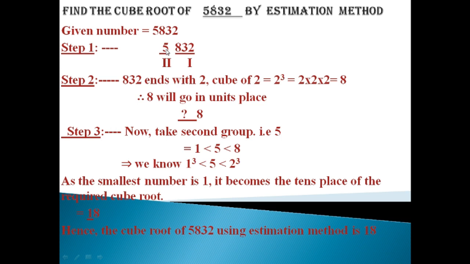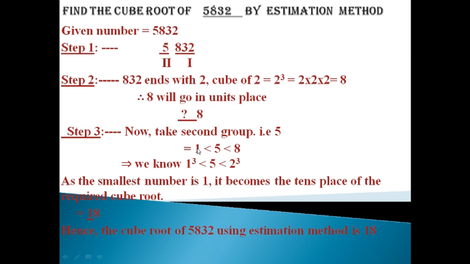This 5. I have written 5 here. Now choose two numbers which are the cubes of numbers. One is less than 5, one is greater than 5. Same as we did in square root. In square root, we found the square, and in cube root, we will find the cube of that number. Now see here, 5 is greater than 1 but less than 8.